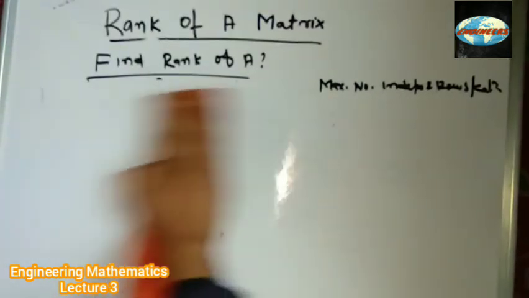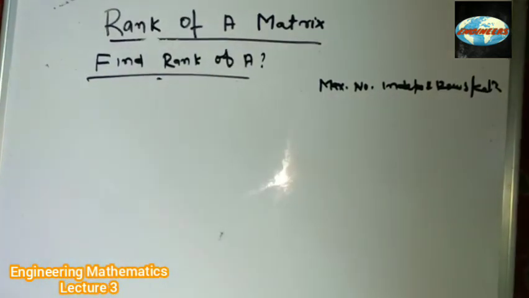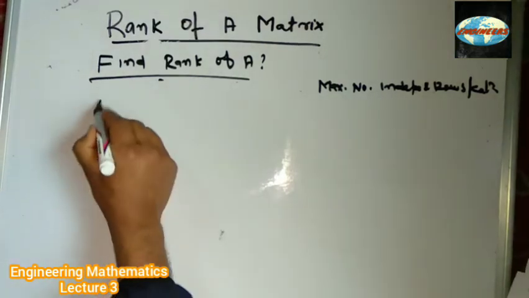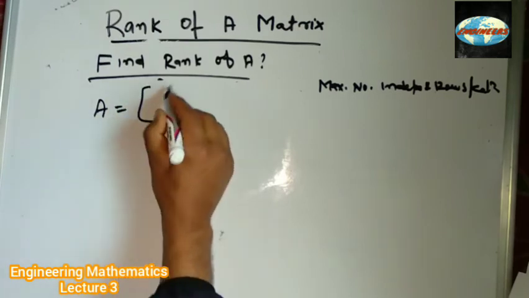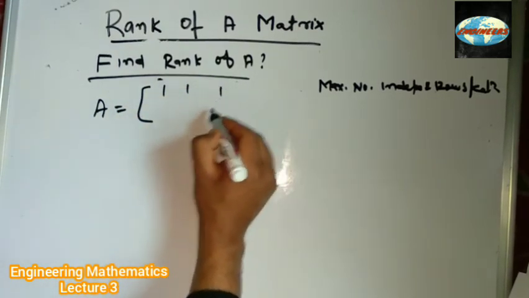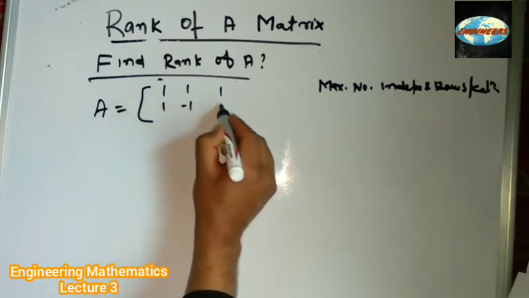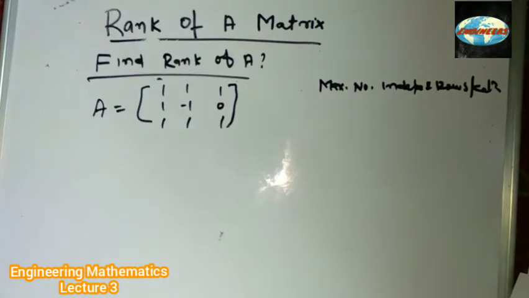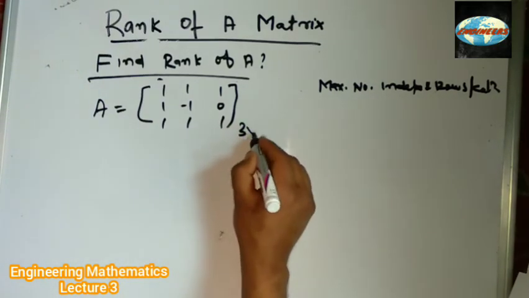Coming to one more question. Quickly we'll take one more question. A is a matrix like this: 1, 1, 1, 1, minus 1, 0, 1, 1, 1. We have to find the rank of this matrix.